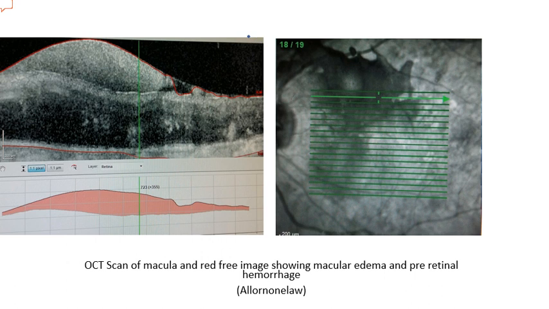So this image clearly shows how the retinal imaging helps in management of the patients. If we did not have an OCT scan, probably we would have decided to just do the pan-retinal photocoagulation for pre-retinal hemorrhage, because pre-retinal hemorrhage is one of the manifestations of proliferative diabetic retinopathy.